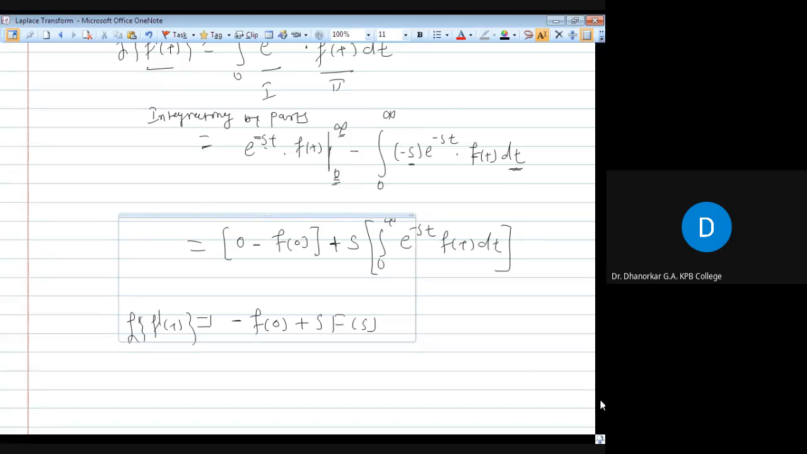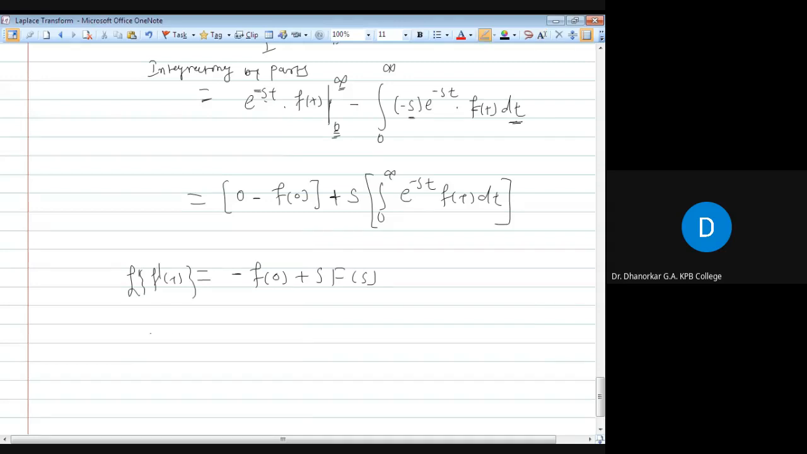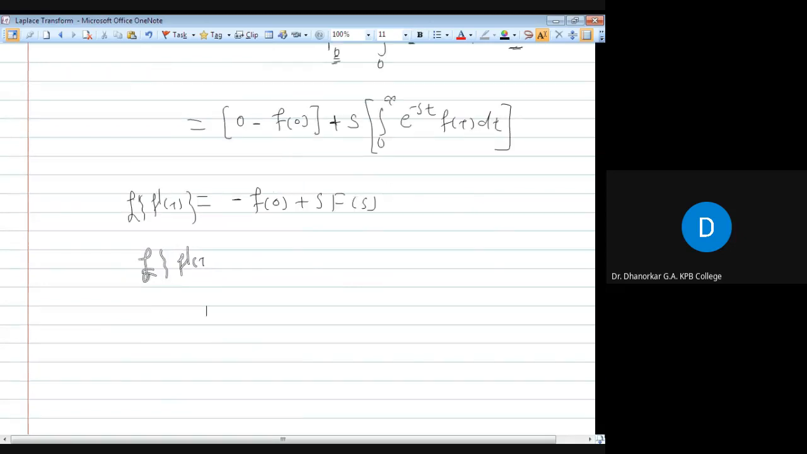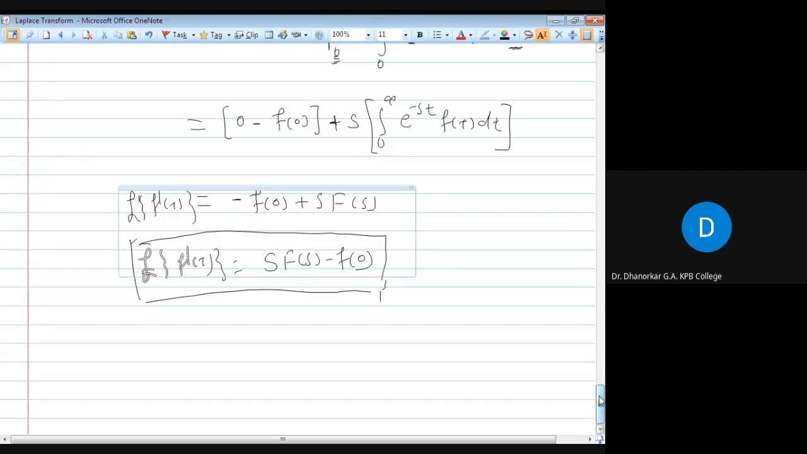I will rewrite this as: Laplace transform of f dash of t is equal to s into F of s minus f of 0. This is your Laplace transform of f dash of t. Okay.